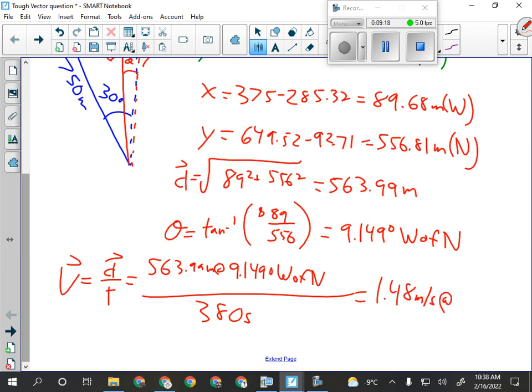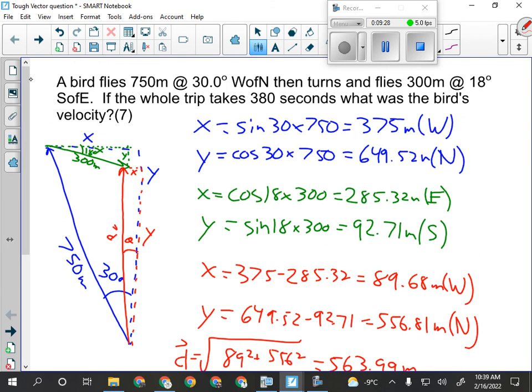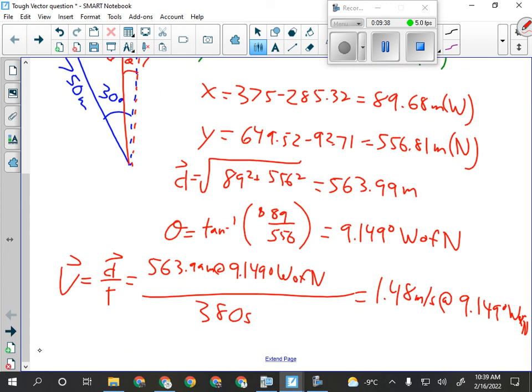At 9.149 degrees west of north. And now I would do my significant digits. According to this, I have 2, because the 18 degrees only has 2 significant digits.